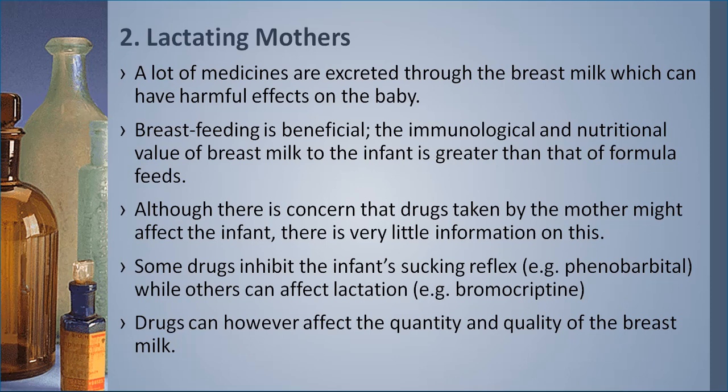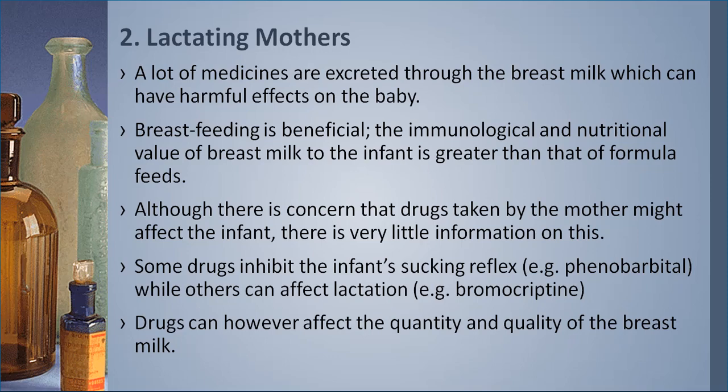Now, others can also affect lactation, like bromocriptine. Bromocriptine stops the breast milk production, so breast milk is not even produced at all. So there's no breast milk coming. So phenobarbital affects the child's sucking reflex. Bromocriptine affects lactation. It stops lactation. It inhibits breast milk production. That's what bromocriptine does. So drugs can, however, affect the quality and the quantity of the breast milk.